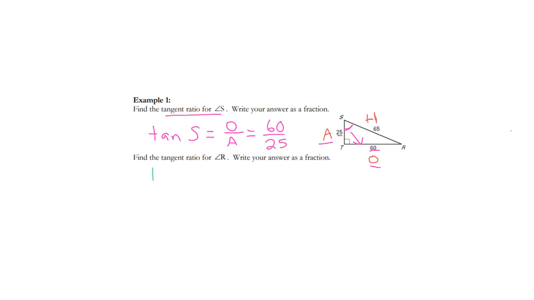And now we can do the same thing for the tangent ratio for R. So we're just referring to a different reference angle. We're still doing the opposite over the adjacent. But now, if we're referring to angle R right here, this is still the hypotenuse, but the opposite side is over here, and the adjacent side is here. So now opposite is 25, and adjacent is 60. So just keep in mind, you always have to know which angle you're referring to and use opposite over adjacent.